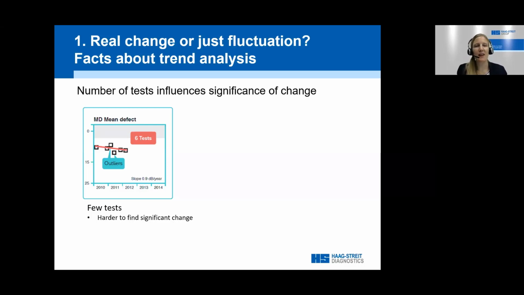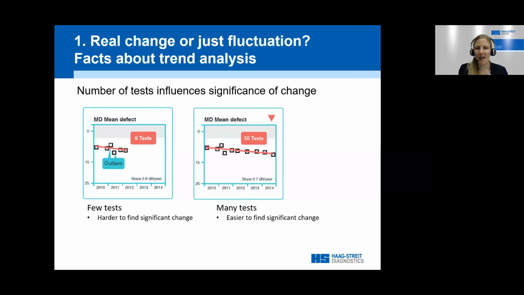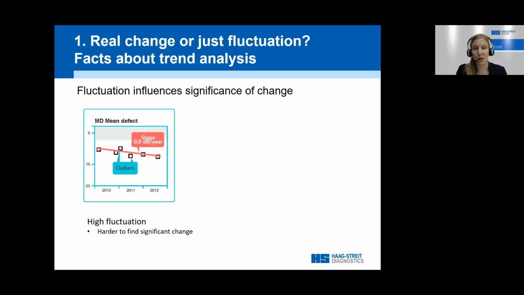You see, the more the data is fluctuating, the more tests we need. So here we don't have a significant change yet, but if we add more data, then we're actually able to find significant change. That's one of the reasons for these rules, to have six visual field tests in the first 2 years, because it just gives you a better chance to find change.